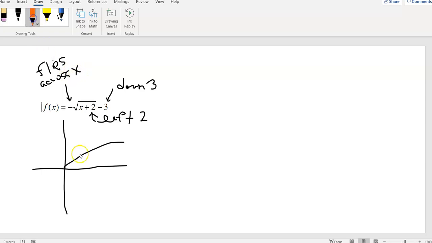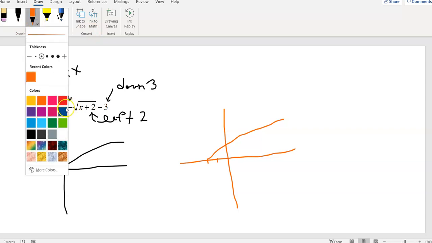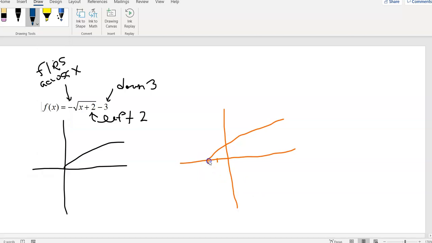All right, so let's go ahead and move it left 2. So it starts at 0, 0. So if we move it left 2, it's going to start right here instead. All right, then let's flip it across the axis, and I'll just use a different color to show the flip. So if I flip it across the axis, it's going to end up looking like this blue graph. And then let's move that blue graph down 3. So I'll make a new graph here.